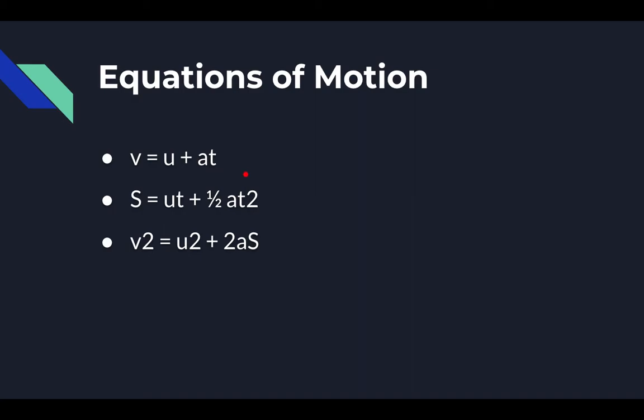These formulas are very, very important, because based on them there will be many numerical problems that you are supposed to solve. Now we are going to prove them. First, the formula of equation of motion is v equal to u plus at. Here v is final velocity, u is initial velocity, a is acceleration, and t is time taken.